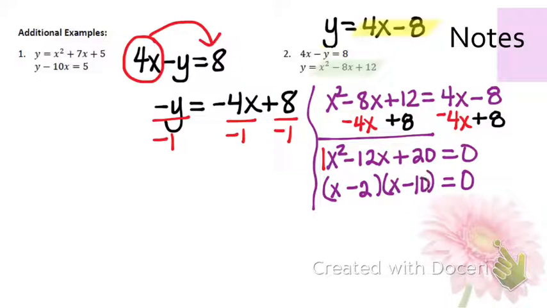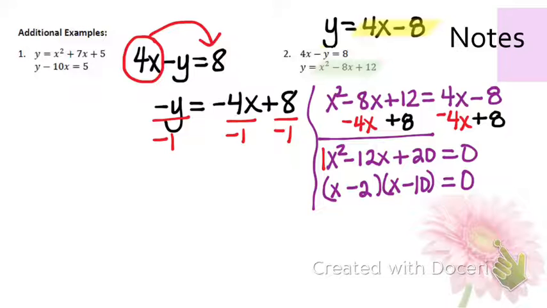So let's talk about that. Negative 2 times negative 10 is a positive 20. And if you take negative 2 plus negative 10, you get negative 12. Does that make sense? So now let's set both of these equal to 0 because we're going to have two. See how these are different? So that means we have two places where they intersect each other.